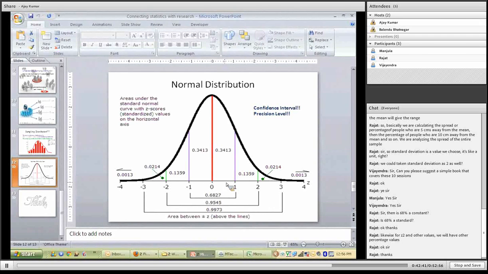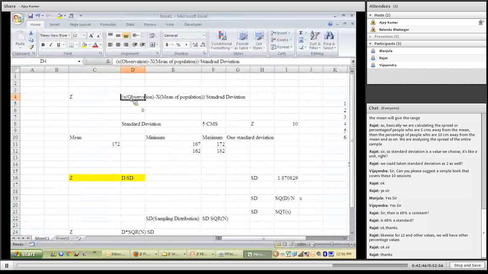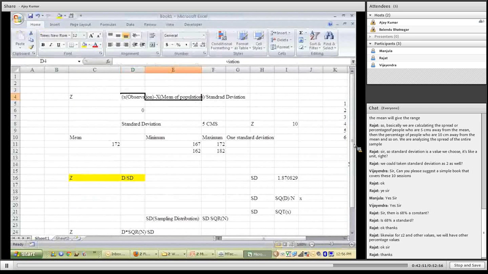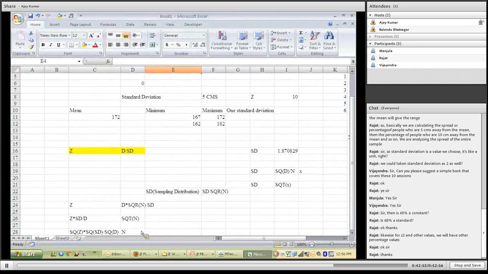So you are getting more precise results. When you want this difference between the observation and the mean of the population to be less, then when d is less, n will increase, because n is inversely proportional to d, which is the difference between the mean of the sample that you will be taking and the real mean.